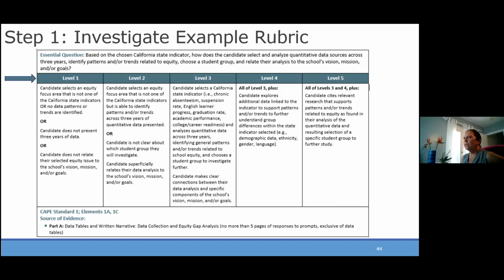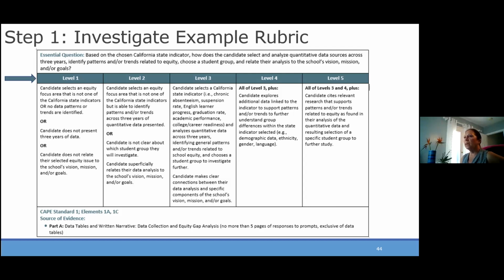One thing to understand about these rubrics is that to be at a level 3, which is the level we start at when looking at submissions, evidence has to be present for all constructs in level 3 for it to receive a score of 3. If the candidate doesn't make clear connections between their data and the components of the school's vision and mission, they forget to do that, they don't tell us about it, we don't see that clear connection in their response, they are no longer a level 3 and they drop down to a level 2.